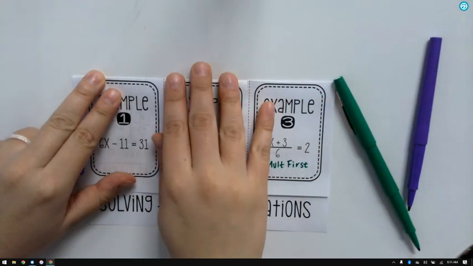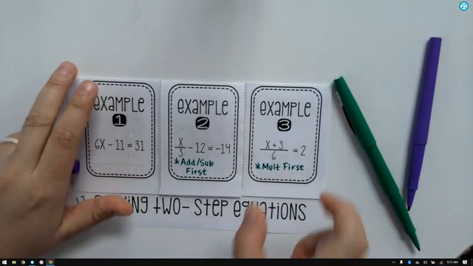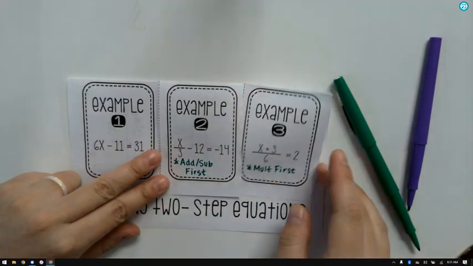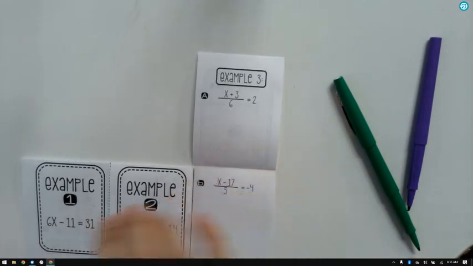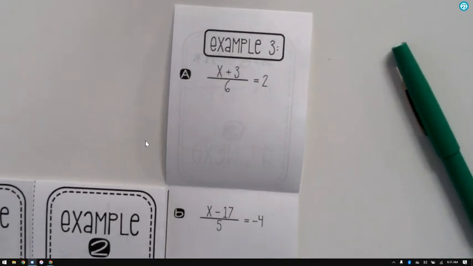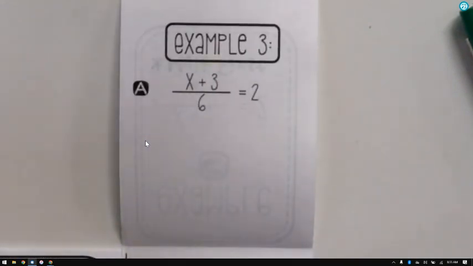Okay, so close this up. Example 3, these ones with the big fraction. Before you can touch anything on the top of a big fraction, you need to get rid of the fraction. So we're going to get rid of what we're dividing by multiplying. So open this puppy up. We've got x plus 3 over 6 equals 2. We will zoom in, and we will start by multiplying both sides by 6.